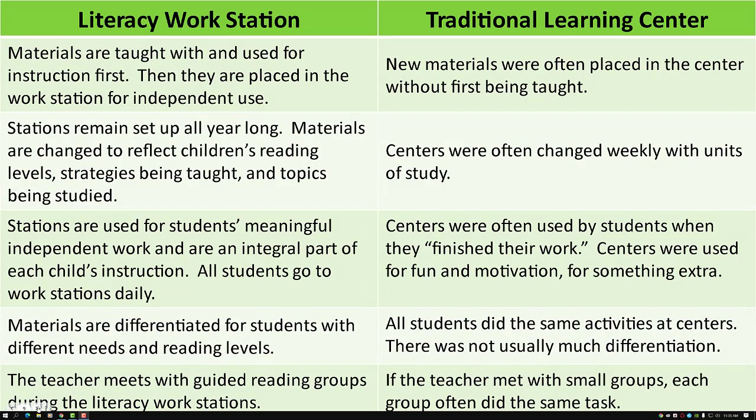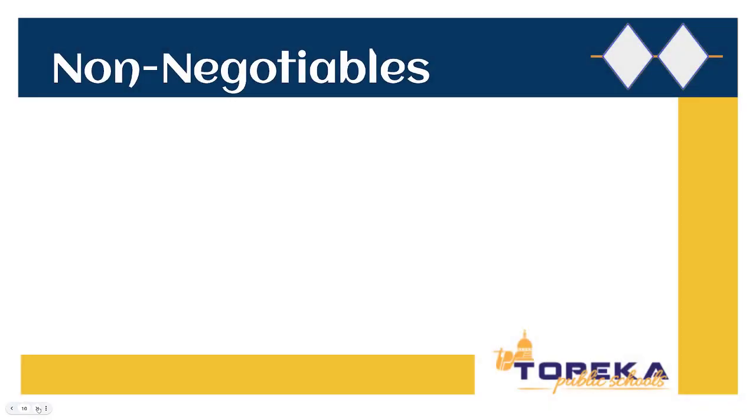Now let's turn our attention to effective traits of a workstation that are non-negotiable in the Topeka Public Schools. In just a moment, we're going to look at a rubric that the district has that shows the expectations of USD 501 Topeka Public Schools workstations. So let's look at our non-negotiables.